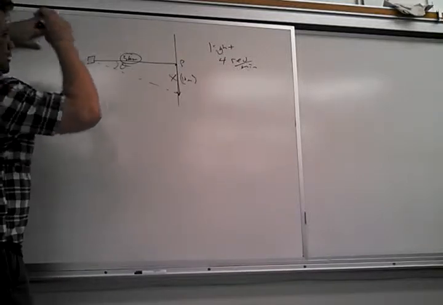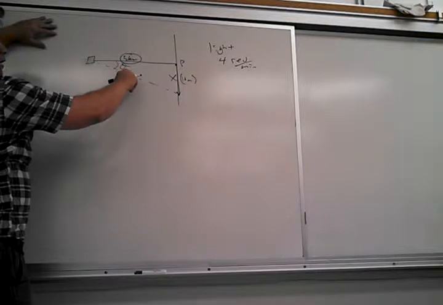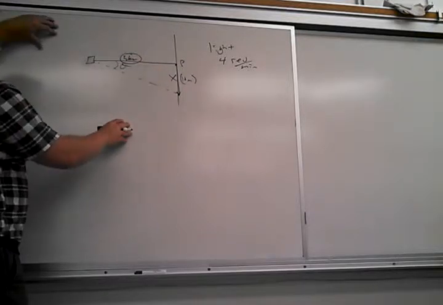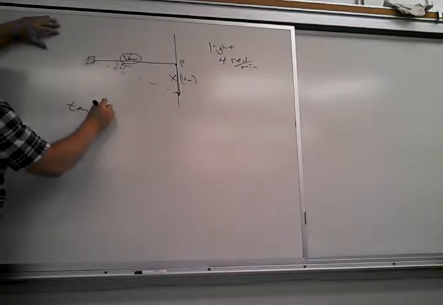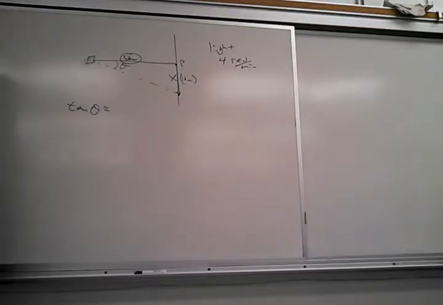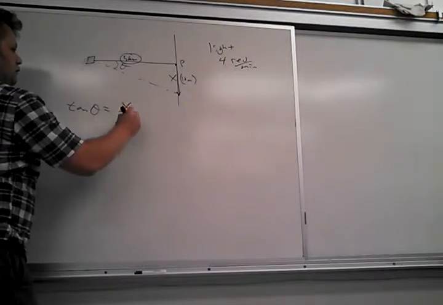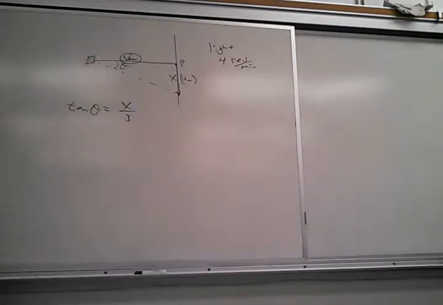Now, what relationship can I use between the angle, the 3 kilometers, and the X? Tangent. I love it, right? Tangent. So tangent theta is what? X over 3. I like it. In general, it's X over 3. Cool.